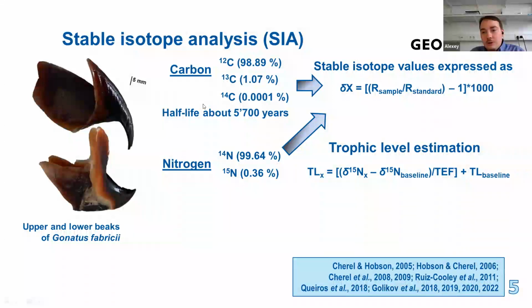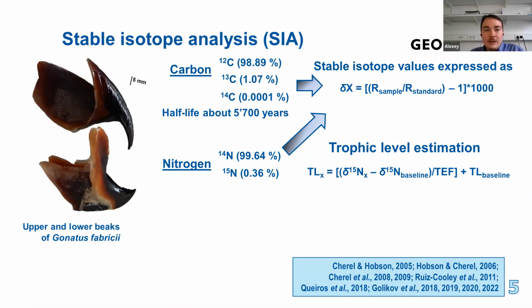Carbon can be used to track habitat where an animal lives, not directly, but more as what was the primary source of carbon in the food web they come from. And nitrogen can be used more directly, using specific equations to estimate trophic level. For this equation, we have values of our target species, and to estimate its trophic level, we need a baseline from which we estimate it.